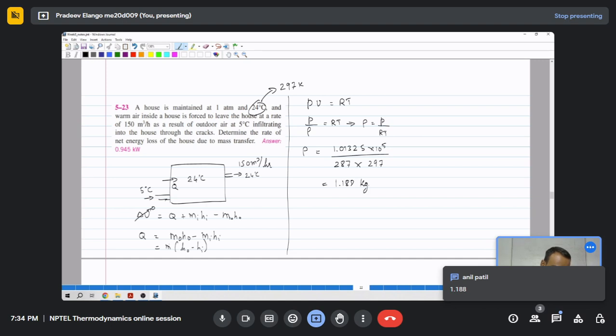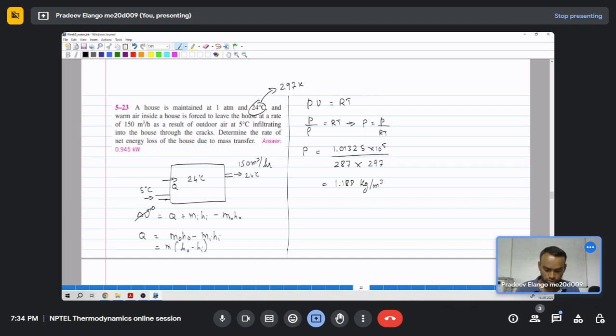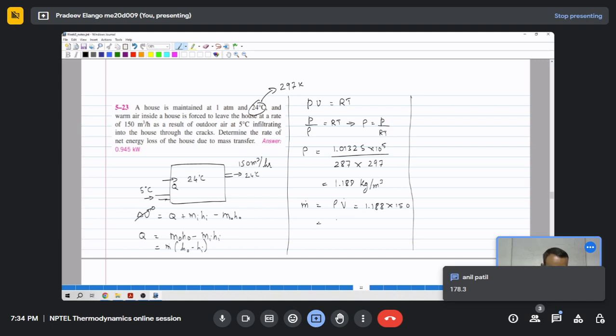kilogram per meter cube. Now we can calculate m dot, that is rho into volumetric flow rate, that is 1.188 into 150. That is 178.2 kilogram per hour.